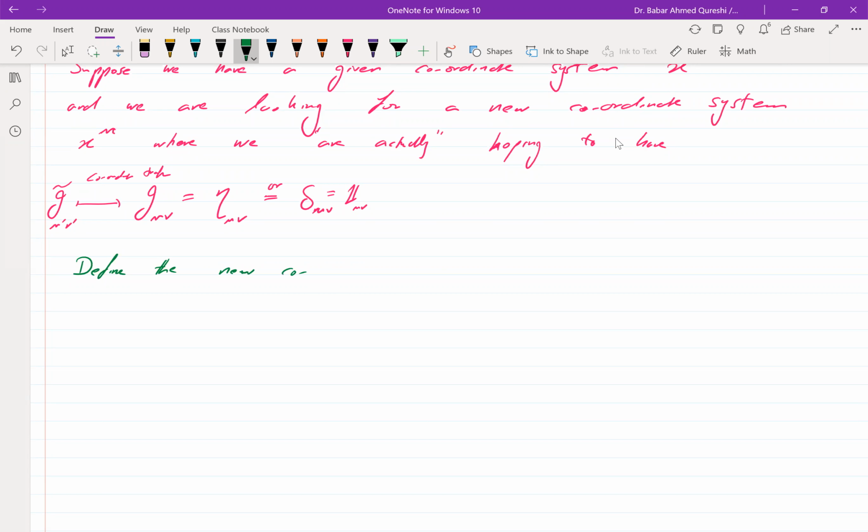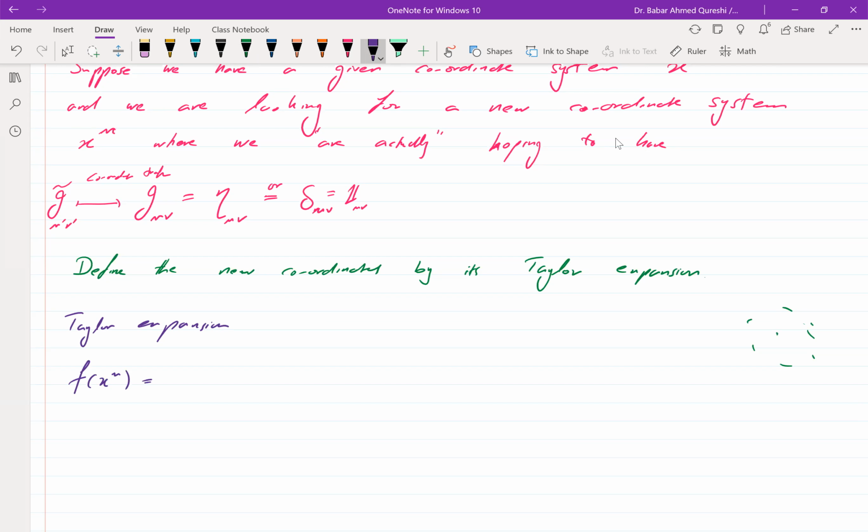Define the new coordinates, and we are only doing it in patches, so not many technical difficulties we have to worry about. Just in a small region, as long as it's not a point, we are trying to construct it. So let me write down the Taylor expansion, just as a reminder that if I have a function of multiple coordinates, I can expand it around a point P whose coordinates are x mu naught.